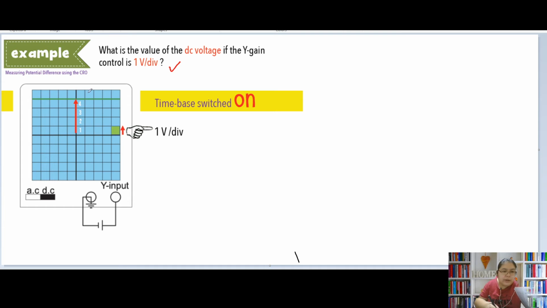Now we're going to see the line. This has the time base on. Can you see one horizontal line? So how many boxes from the horizontal? 4 boxes. So that means your total volt is how many? 4 multiplied by 1. So the total voltage is 4 volt. Okay, just a simple question. You need to know how to read the CRO. Then we go to the second question.